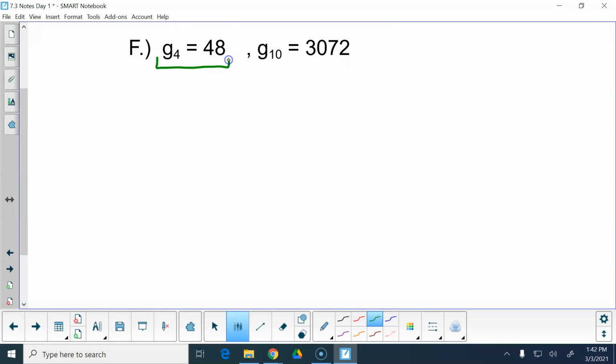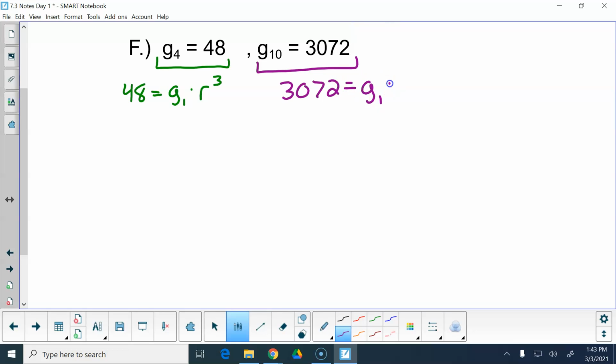So this equation would have been 48 equals my first term times r to the 4 minus 1 power, but I'm okay if we just write 3 there. I think it's 4 minus 1. We can subtract 1. This one would be 3072 equals g sub 1 times r to the 9.